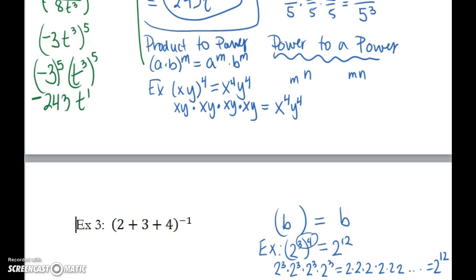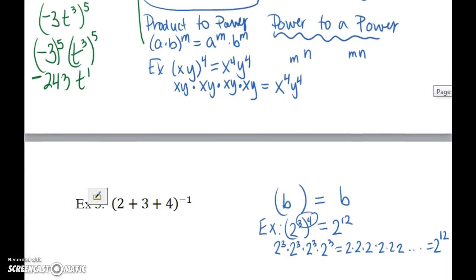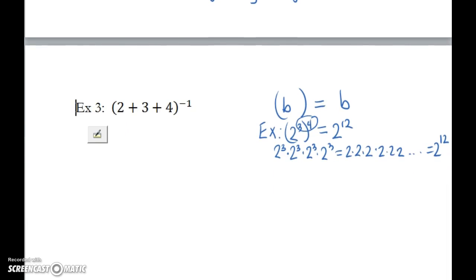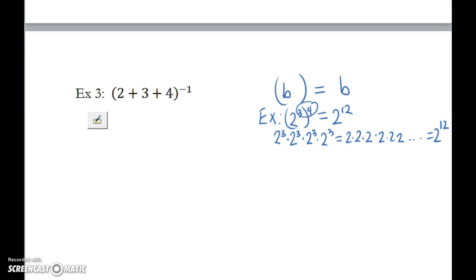This is Standard 6.1, Part 2, using properties of exponents to simplify exponential expressions. If you haven't watched Part 1, please do so first, and then we'll continue with Part 2. So Part 2, we're looking at our next example, and this is going to use another property.